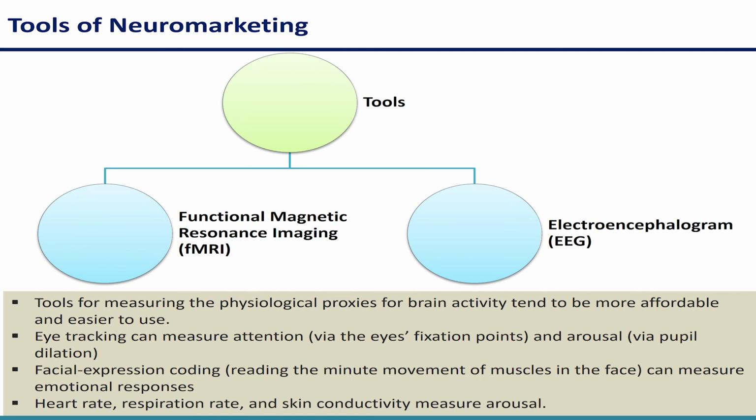Second, we can measure with the help of facial expression coding. Facial expression coding reads the minute movements of the muscles in the face, which can measure emotional responses. And third, we have heart rate, respiration rate, and skin conductivity, which measure arousal. These are some methods and measurements that can help find out how our neurons and our brain are making decisions.